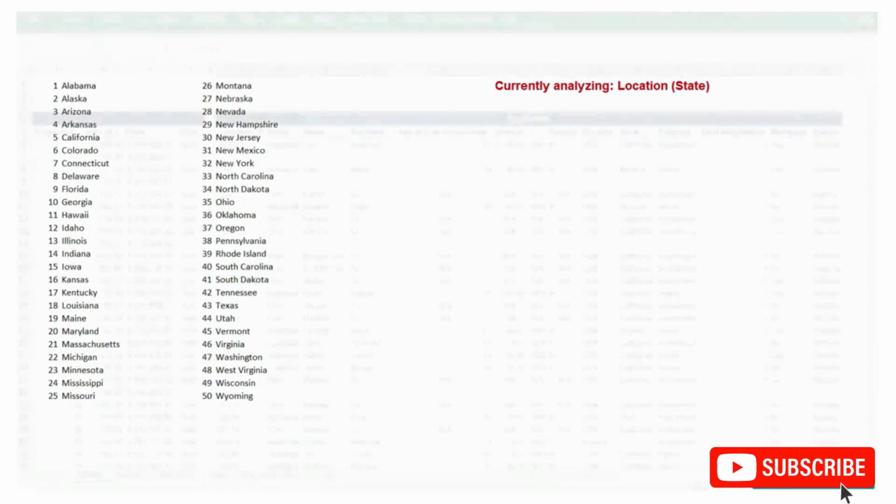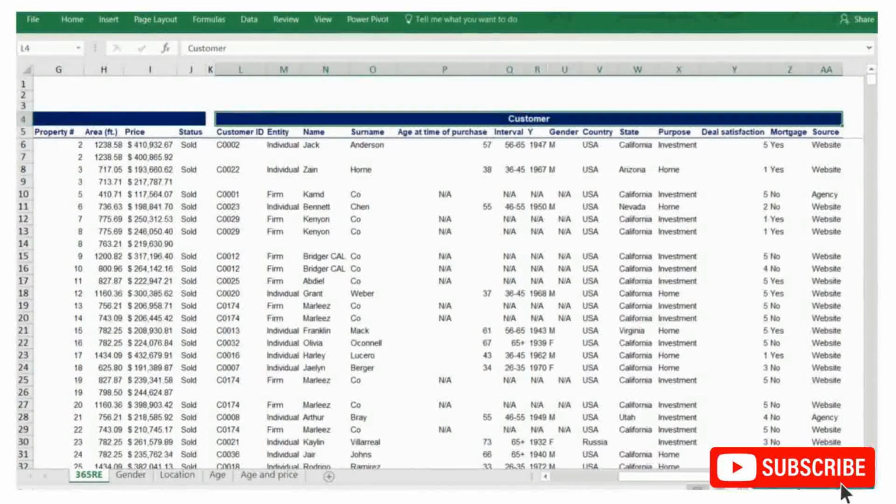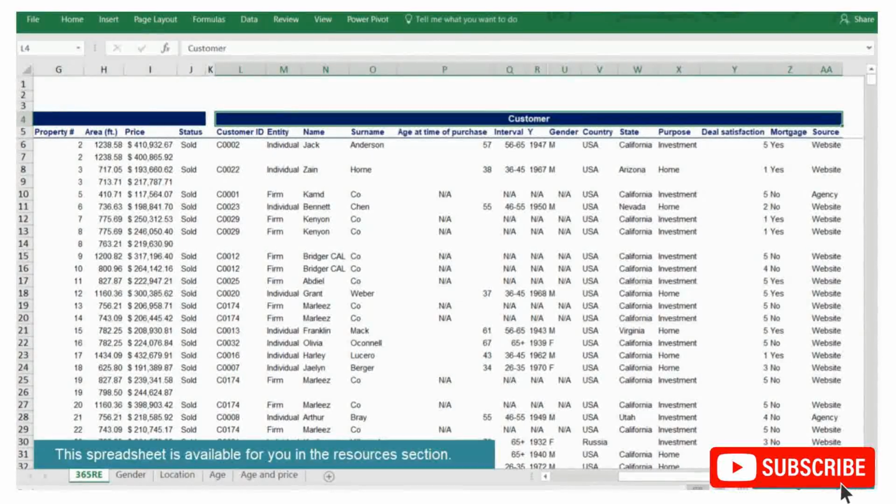Okay, excellent. We've categorized the variables we will use in this video. This spreadsheet is available for you in the Resources section. With the exercises we've prepared on this database, you can practice the entire section about descriptive statistics. Alright, back to our problem at hand.